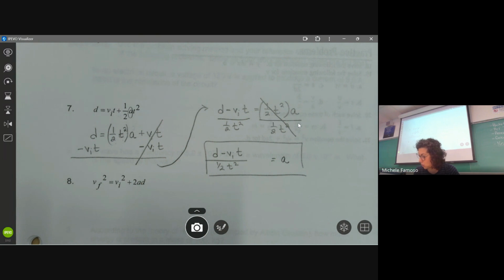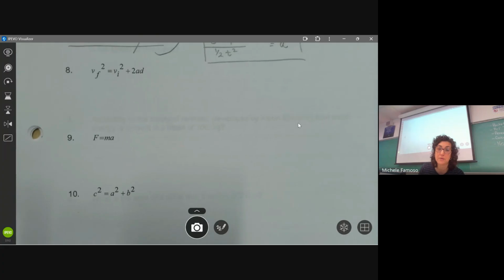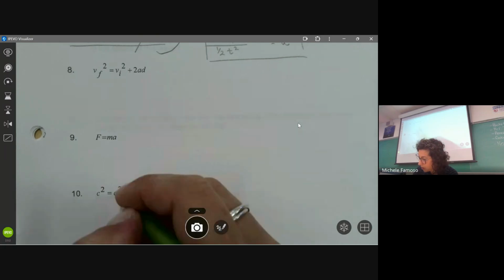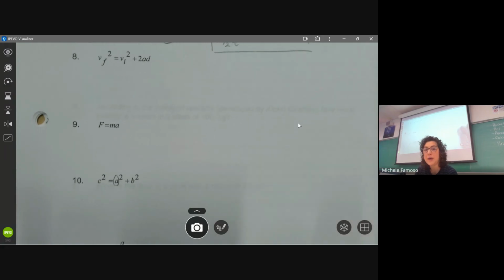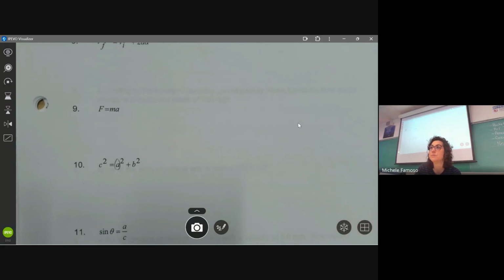I want to do one more, and that is number 10. Number 10 is an equation I think you're probably familiar with. Do you know what that's the equation of? Pythagorean theorem. It's the equation for the sides of a right triangle, where C is the hypotenuse and A and B are the legs. We want to solve this for the letter A. Can you help me with that? What should we do first?